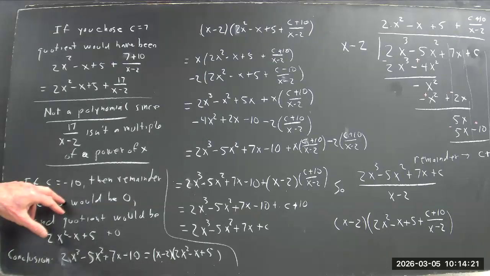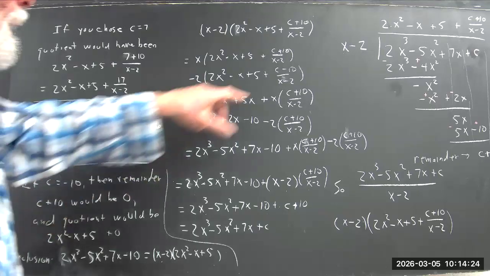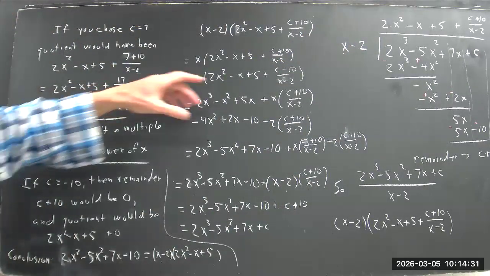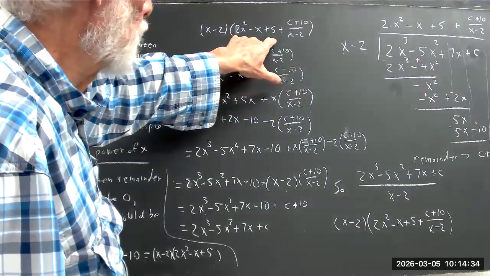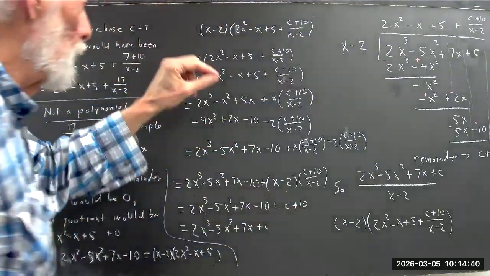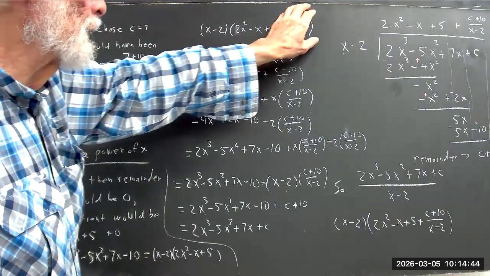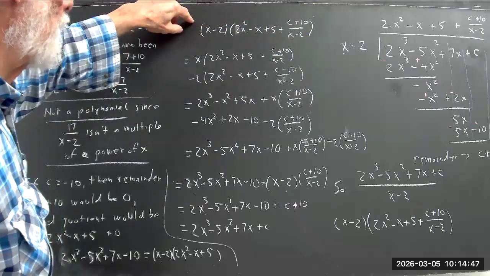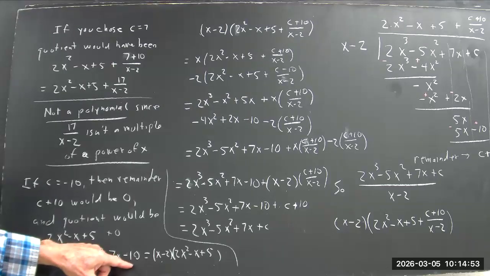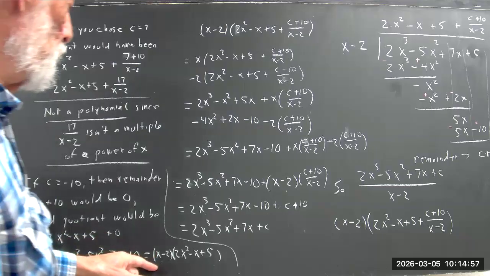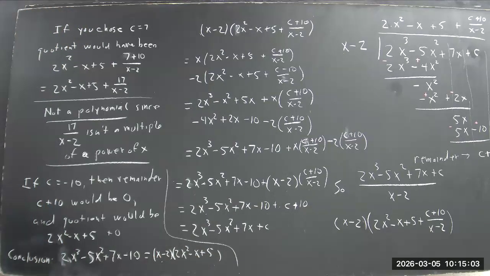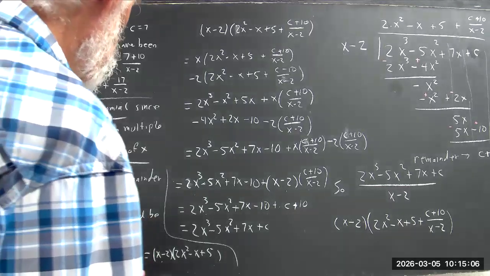All we're saying now is if c is negative 10, then that makes your c plus 10 over x minus 2 equal 0, so that your quotient is just 2x squared minus x plus 5. If the quotient is 2x squared minus x plus 5, and this term is 0, then our original polynomial, 2x cubed minus 5x squared plus 7x minus 10, has to equal x minus 2 times 2x squared minus x plus 5. This is a big deal.